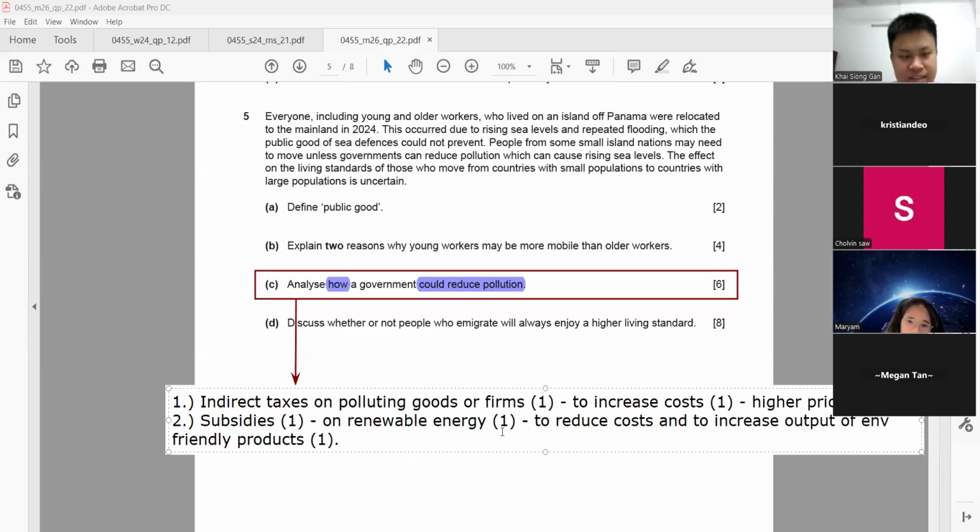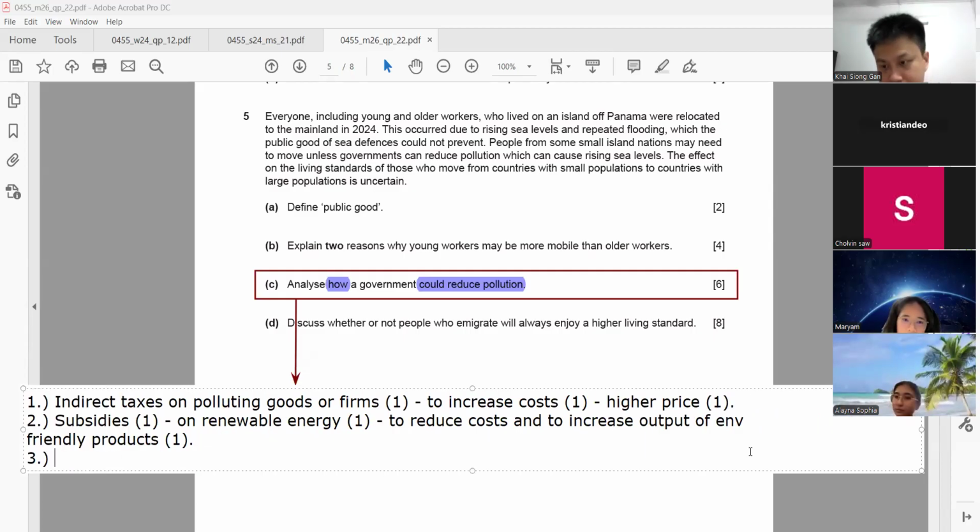If you are not sure of your answers, go with one more extra point if you want to. Okay. Now, let's say, what other answers can you think of?